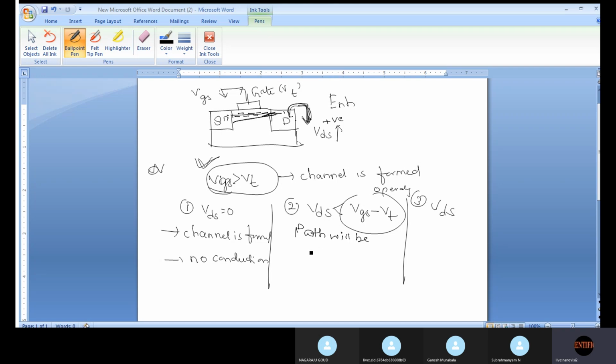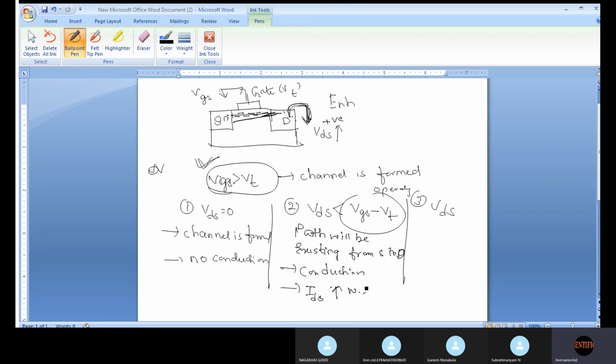Okay, the path will be existing from source to drain, and conduction will also be taking place. Here, what is happening is the current flowing in the MOSFET. The current flowing is nothing but IDS, so IDS will be increasing.